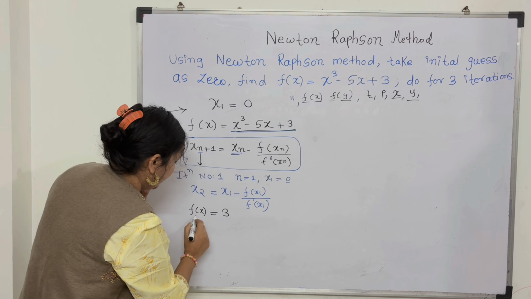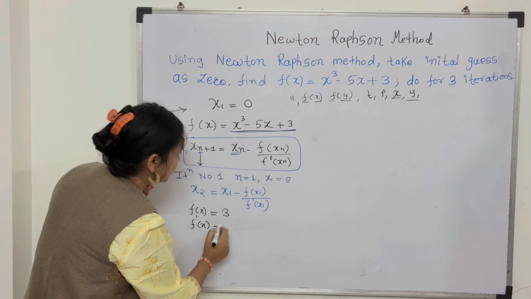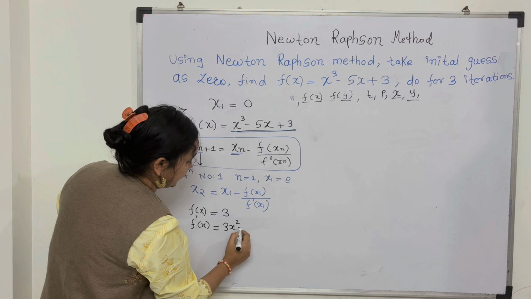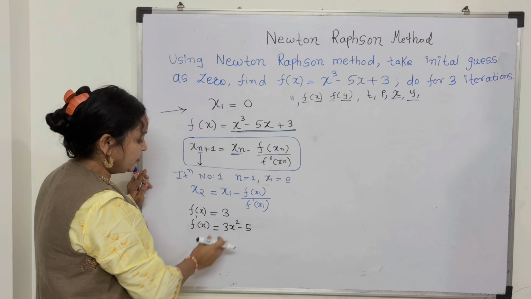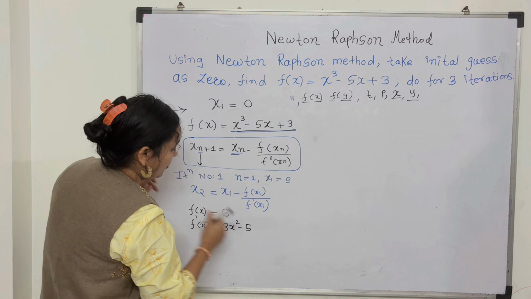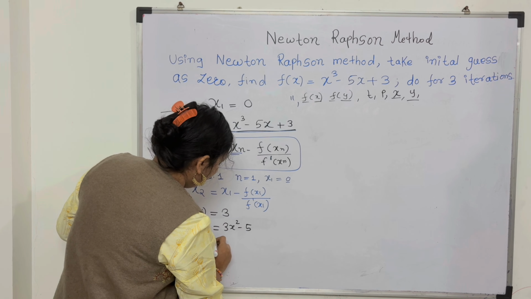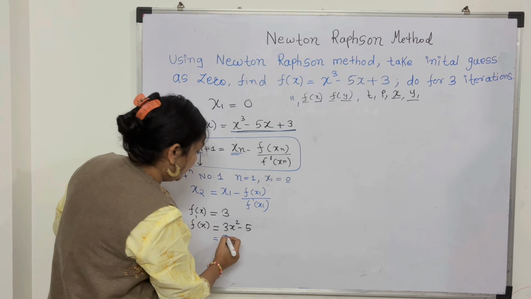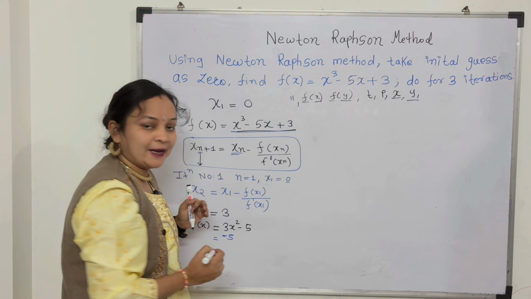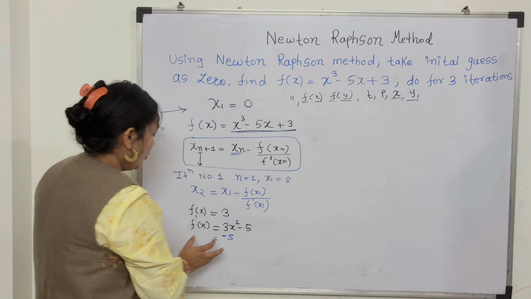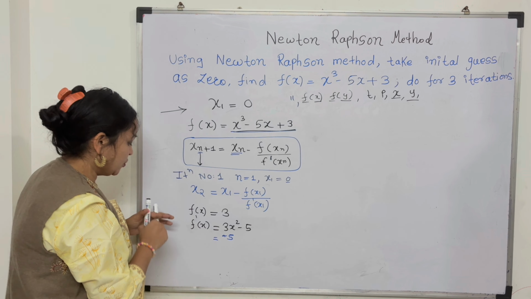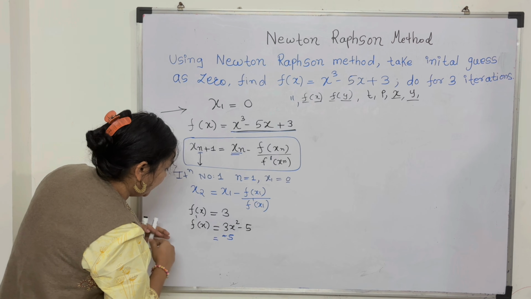So f dash of x, that is nothing but what? 3x square, and here it is minus 5. So this is the simple derivative of this. Now you are supposed to put the value over here, which is again 0, and you are getting the value minus 5. So now you have the two values, and you have the x1 value again. So you are supposed to calculate x2 from here.